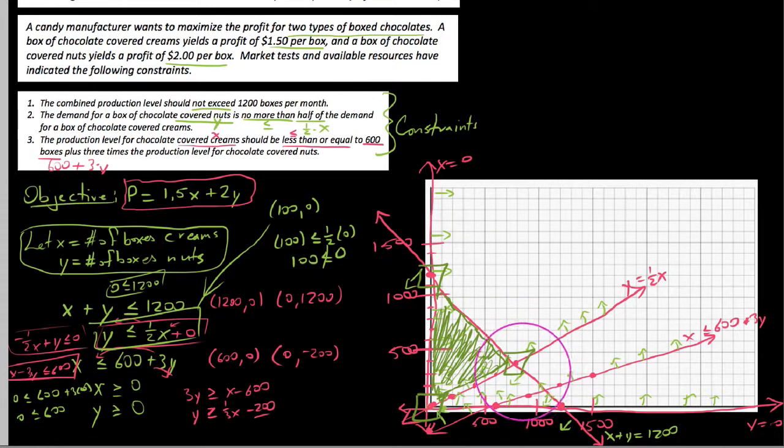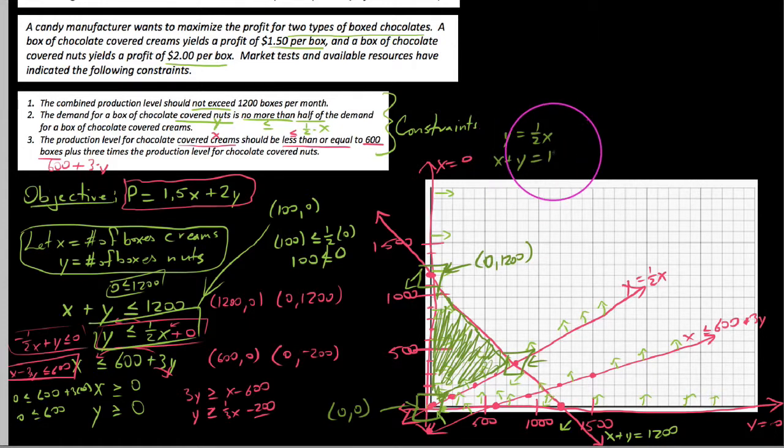And the nice thing is, we actually know 2 of the vertices right off the bat. I mean, we knew this was the point 0, 1200. And we know down here that this is the point 0, 0. I'm guessing to produce 0 of each box is not going to maximize our profit. But this one right here, we're actually going to need to solve for. And the good news is we have both of the constraints in the system here. We knew that y equals 1/2 x is one of its constraints. We have x plus y equals 1200.